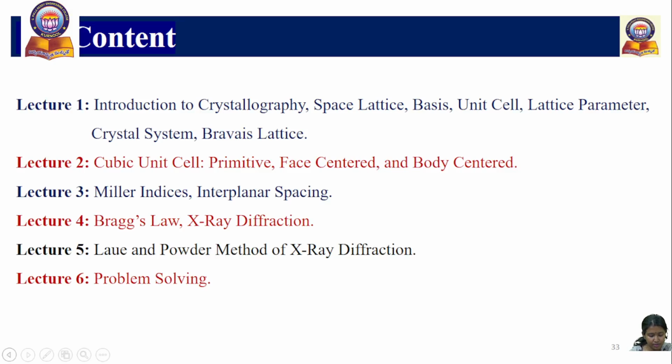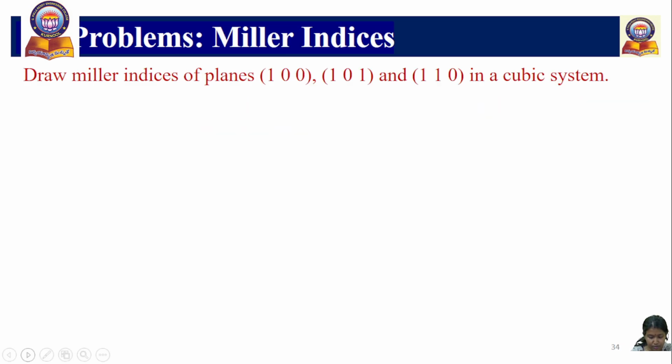Okay, so problem solving basically will come from Miller indices first: if those HKL values are given, how to find the plane. Sometimes planes will be given, and you have to find the Miller indices. Then there will be some problems based on interplanar spacing also. What was the interplanar spacing? This is d_hkl. There is a relation between d_hkl and a, b, c, right? So we'll see one by one what problems we can solve.